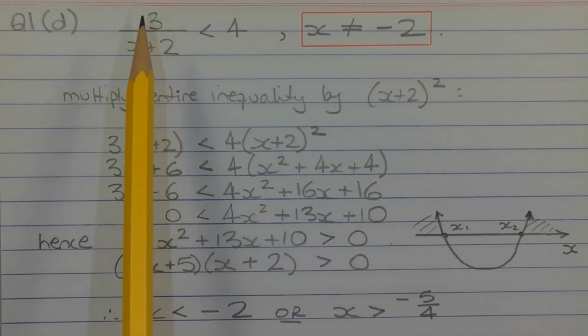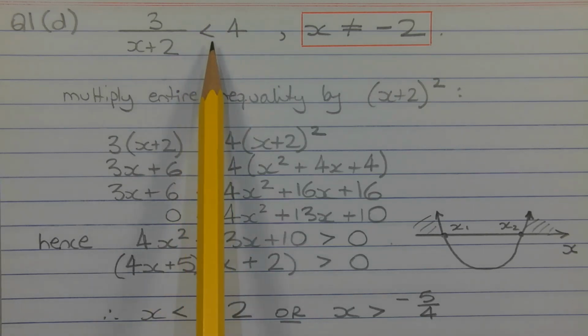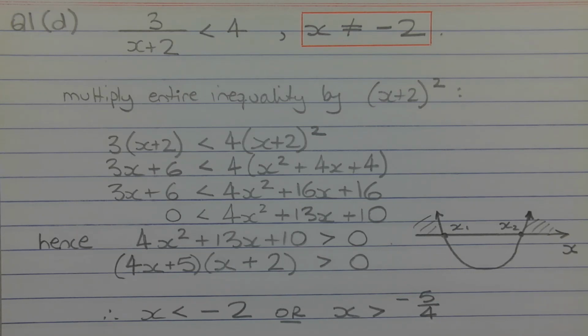Next, we can multiply the left-hand side and the right-hand side of the inequality by the square of the denominator. In other words, multiply by (x plus 2) squared. Because we're multiplying by a value that's greater than 0, or positive, the inequality sign does not have to be switched around. So after multiplying both sides of the inequality by (x plus 2) squared and cancellation where necessary, we get 3(x plus 2) on the left-hand side less than 4(x plus 2) squared.